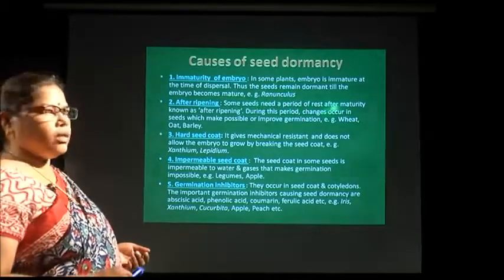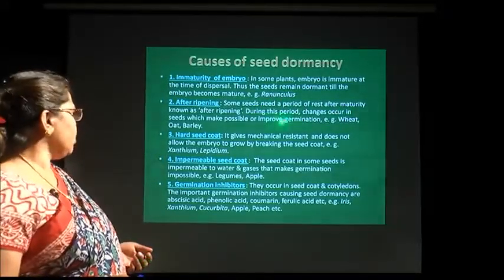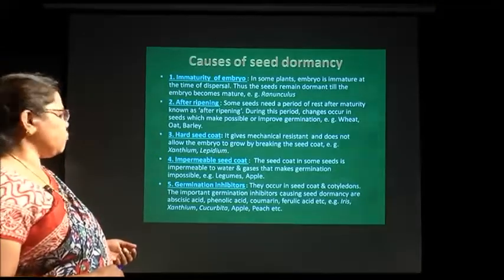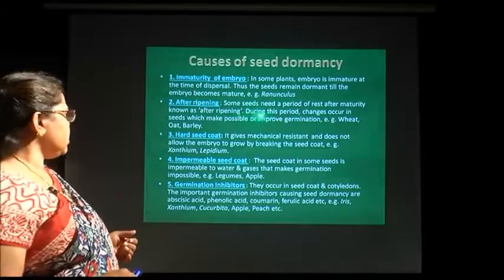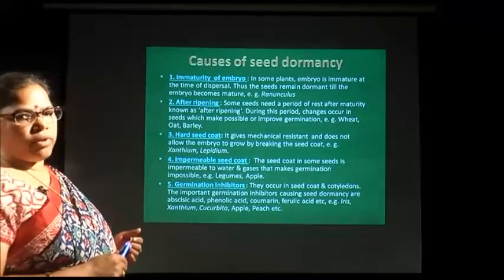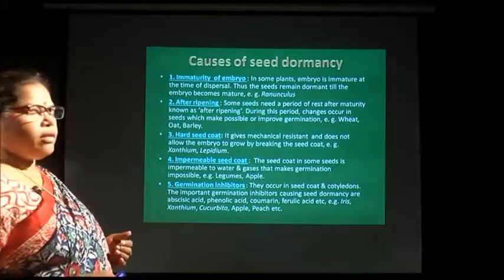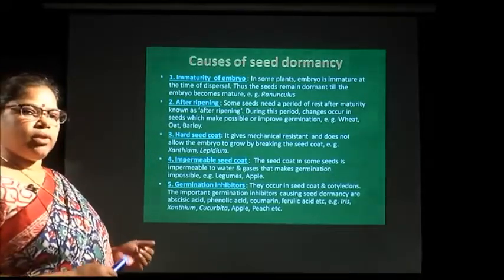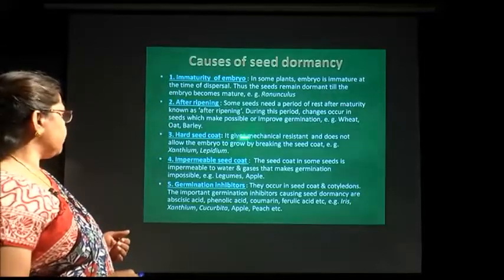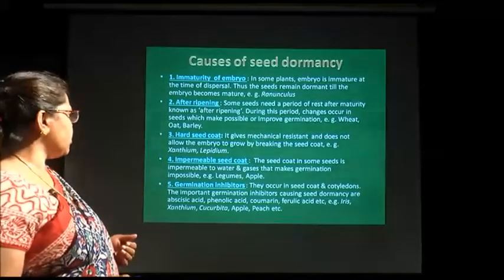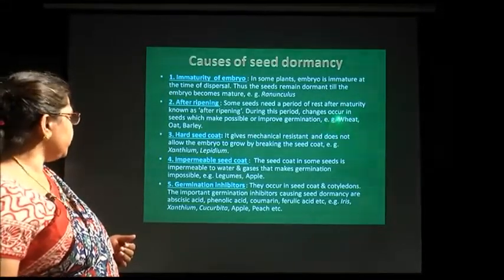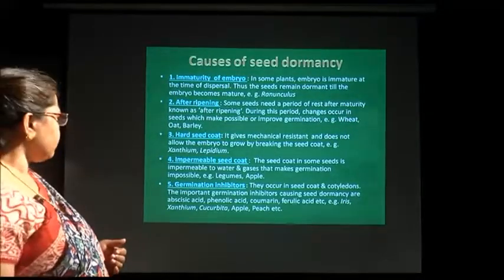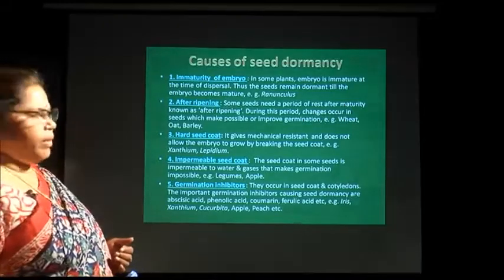For example, this is seen in the plant Ranunculus. Another cause is after ripening. What is after ripening? Some seeds need a period of rest after their maturity, and this period is known as after ripening. After completing this period, germination will be possible in seeds like wheat, oat and barley. They need an after ripening period within which the embryo matures.